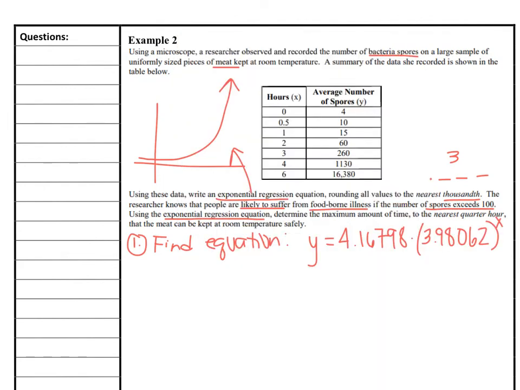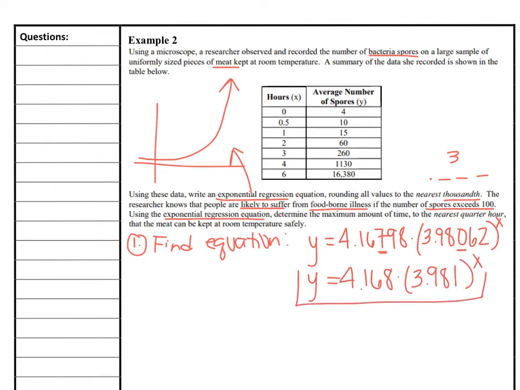Okay, so there's the equation written down with all the decimals, and we want to round to the nearest thousandth, so there and there for both of them. So it'd be y equals 4.168, that rounds up to an 8, times parentheses 3.98. The 0 gets bumped up to a 1, to the exponent of x. Okay, so there's your equation.